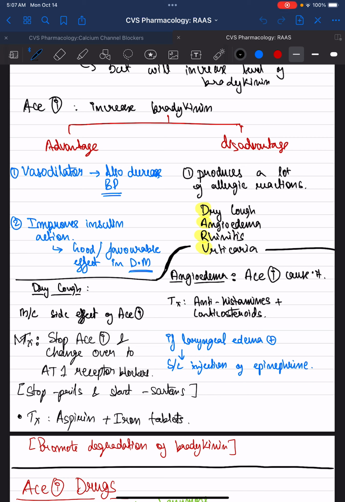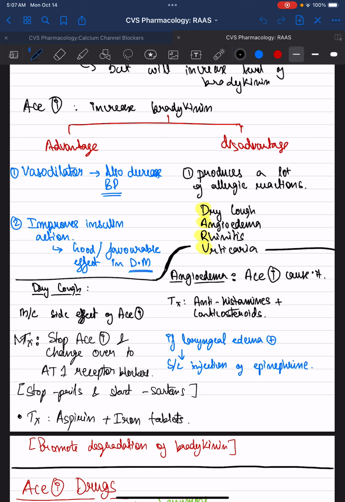And the other is dry cough. We are not studying rhinitis and urticaria, but dry cough and angioedema are the most common. For dry cough, it is the most common side effect of ACE inhibitors.